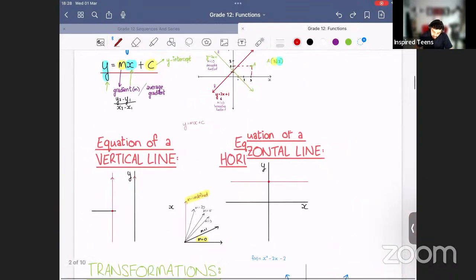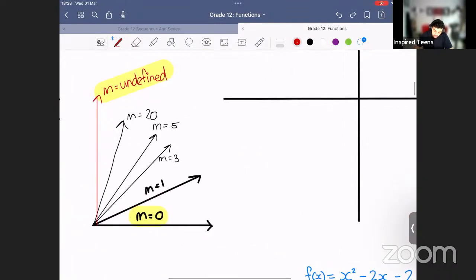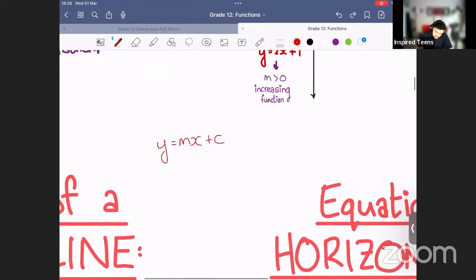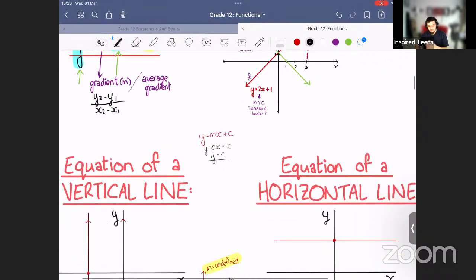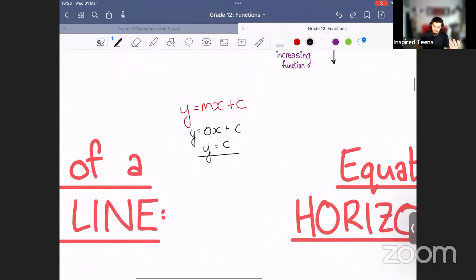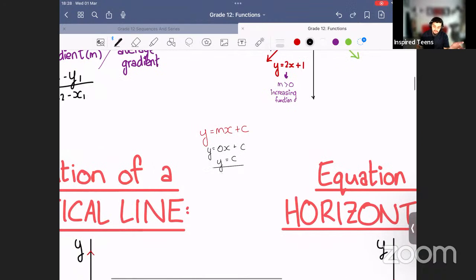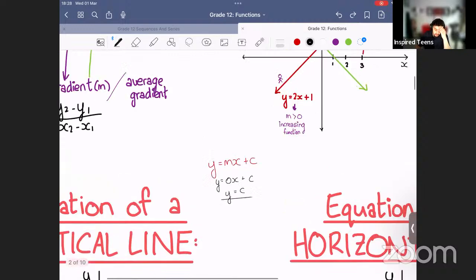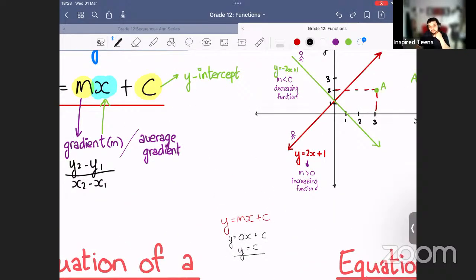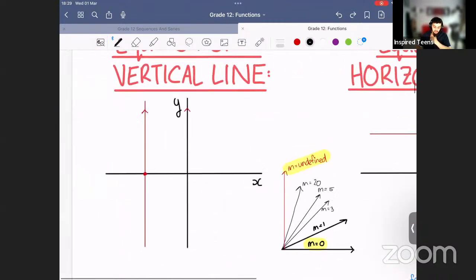What about a horizontal line? A horizontal line has a gradient of 0, so basically it makes this entire term 0, and eventually y = c. That will be the equation. The equation of a horizontal line is y = c. Remember, c is our y-intercept. So let's have a look at the equations.